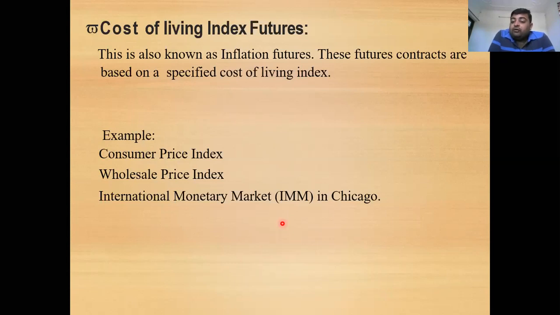of the inflation rate. As we know, the wholesale price index is a major indication of inflation in a particular country. So these are known as inflation futures, which are traded according to the rate of inflation in a particular country. These future contracts are based on the specified cost of living index. There are two types, first the consumer price index and second the wholesale price index. These are generally topics of economics, and we have already discussed them. Next is IMM, that is International Money Market, generally in Chicago.